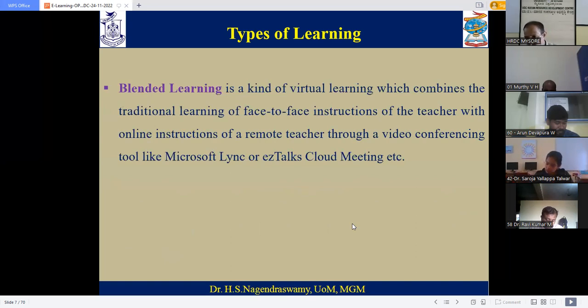So now let us come to another type of learning we call blended learning. It's a kind of virtual learning which combines the traditional face-to-face interactions of the teacher with online instruction from a remote teacher through a video conferencing tool like Microsoft Teams, Cloud Meeting, etc. So now the Government of India and also the Government of Karnataka Higher Education Ministry are encouraging institutions to go with blended learning.